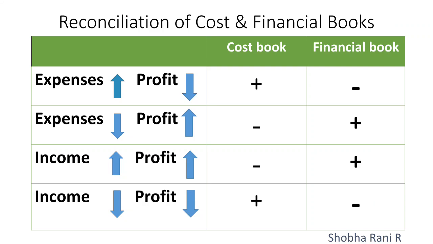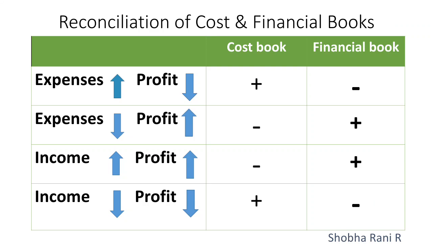statement. In an organization, when expenses increases, the profit decreases, then it has to be added to cost book. In financial book, it has to be subtracted. When expenses decreases, the profit increases, then in cost book, it has to be subtracted. Financial book, it has to be added.